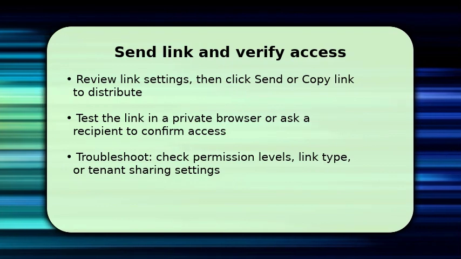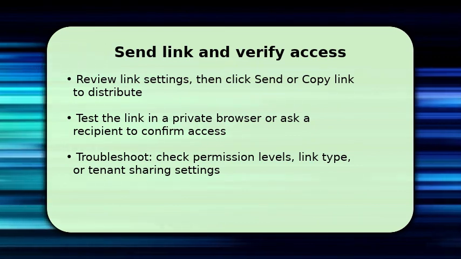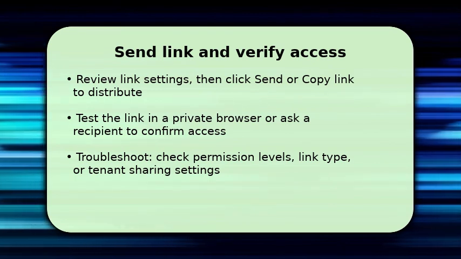Once sent, verify access. Either test the link in a private browser or ask a recipient to confirm they can open the file. If something goes wrong, make sure to check permission levels on the file and parent folder, confirm the link type wasn't restricted, and verify tenant or site-level sharing policies. These checks quickly resolve most access problems.